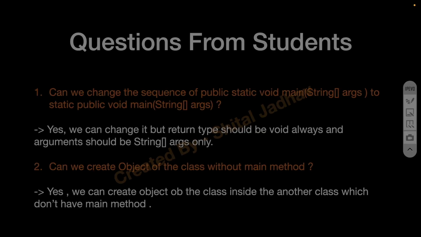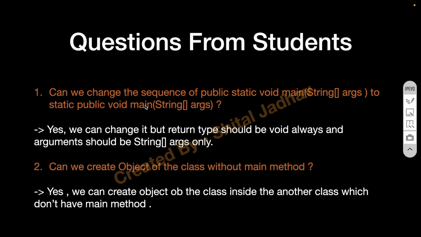The question is: can we change the sequence of public static void main to static public void main and then String args? Yes, we can change it, but the return type should always be void, and the argument should be String args only. You can't change the name of this argument either. The only thing you can change is this public static sequence, but you can't change anything else.